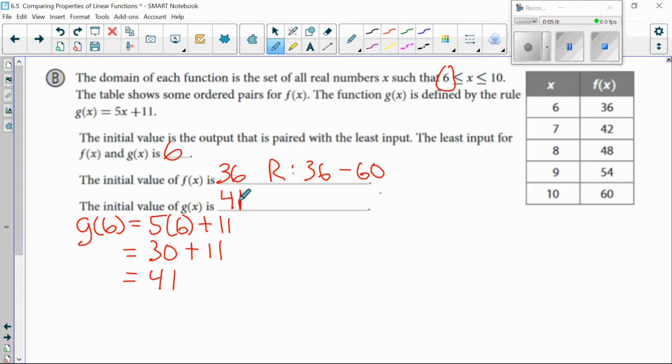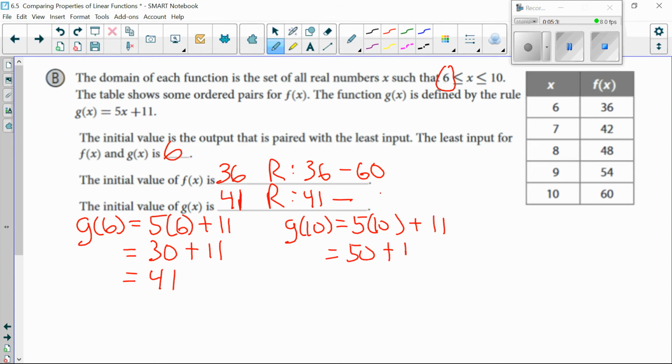All right, now I'm going to plug in as big as it's going to go. So my range is going to start off with 41. And where is it going to go to? Well, I figured that out by putting in my last value, which is 10. So it's going to be g of 10 is equal to 5 times 10 plus 11. It's going to be 50 plus 11 is 61. So you should get the range from 36 to 60 for f of x and the range for g of x 41 to 61. And you can compare the two.